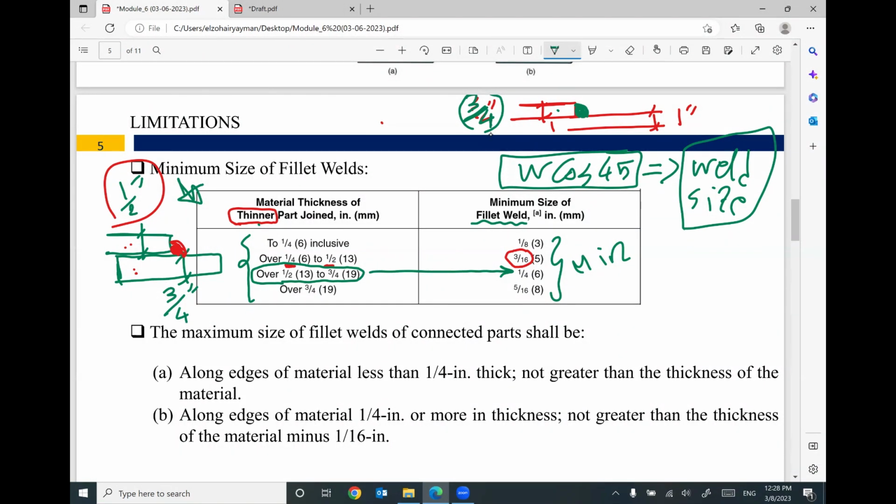You cannot go below this size. We have here maximum because I'm telling you this is the minimum. So you can assume something bigger, but bigger until what? We have maximum size. We cannot exceed this size. I'm telling you something related to AISC, American Institute of Steel Construction, based on the standard.